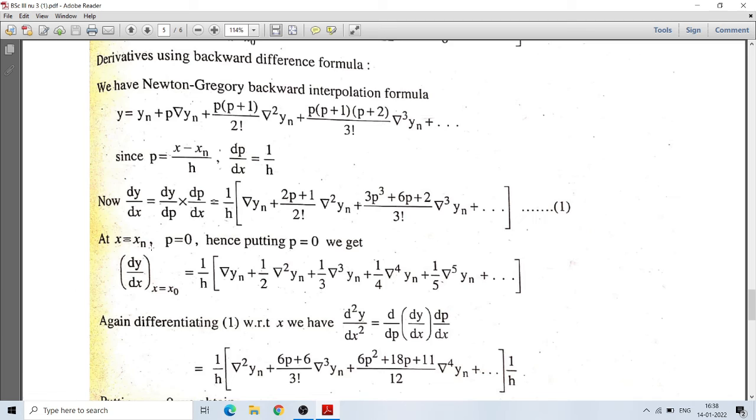At x is equal to xn, p is 0. Hence putting p is equal to 0, we get, wherever p is there, we substitute 0.